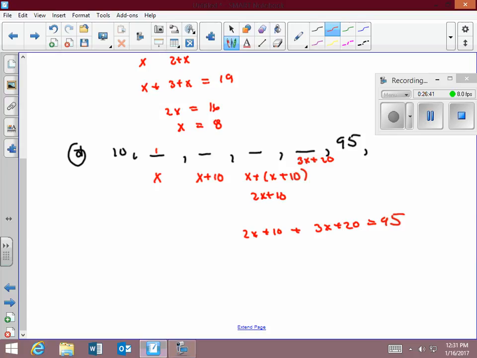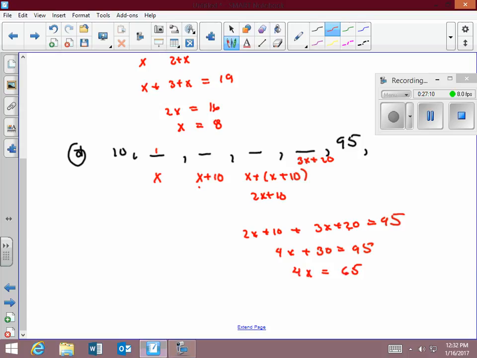Then this one is a previous two, which is this one, and that's 3x plus 20. Then the 95 is going to be the 2x plus 10 plus 3x plus 20. So then I get 4x plus 30 equals 95. 4x is equal to 65.